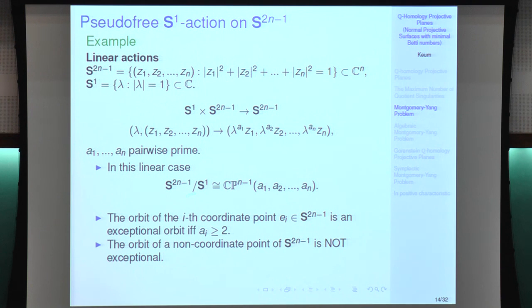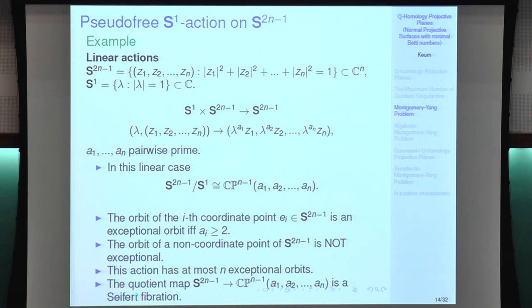Also you can check the orbit of a non-coordinate point. If at least two coordinates are non-zero, then it is not an exceptional orbit. So in this way, this action has at most n exceptional orbits. This leads to a kind of conjecture or question that any such pseudo-free circle action has at most n exceptional orbits. Maybe this is the first step toward classification of such actions.